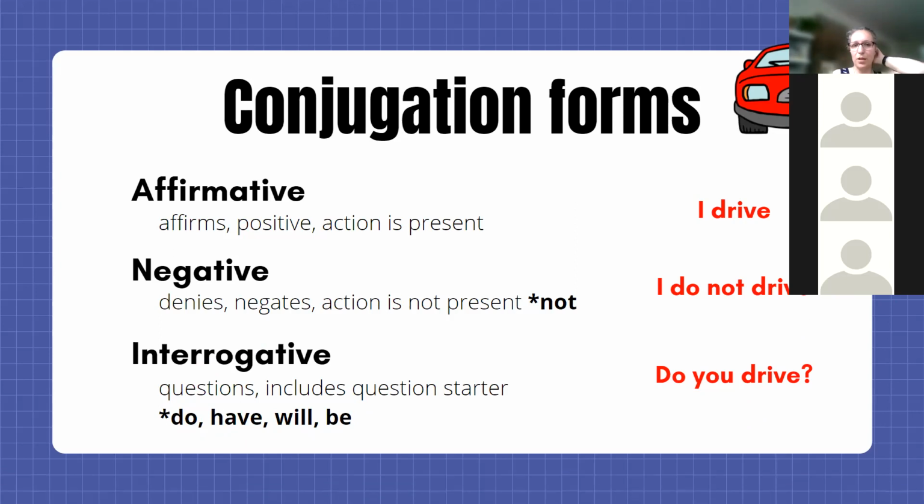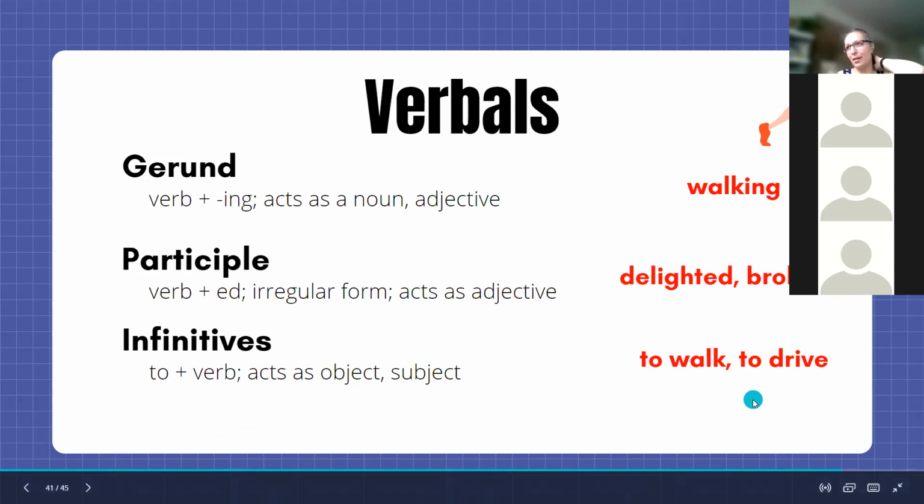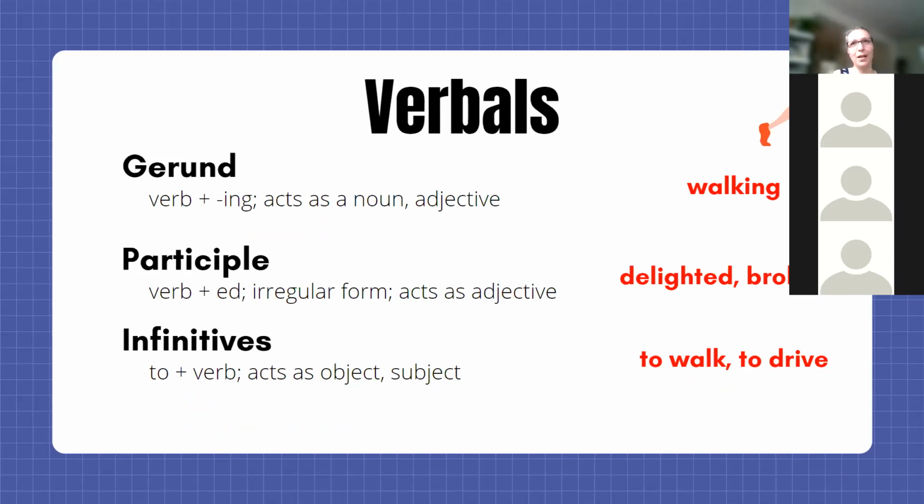So different conjugation forms. Now we've got verbals, and this is the last bit. Verbals are verbs that play the role of other things. We've spoken briefly about this when we did nouns, that the gerund form, which is the ing form, like walking, can act as a noun. So if I used the word walking as a noun, I would say walking is a great form of exercise.